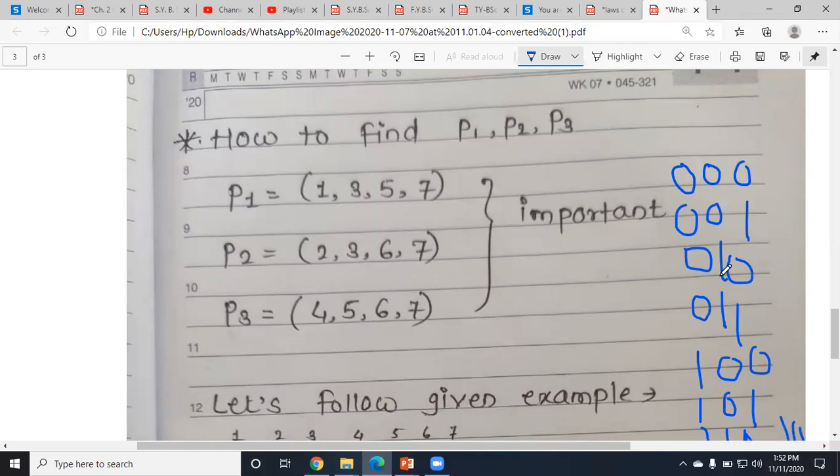Okay, now we have to find P1. Everyone understands why I use this, because we have 3 parity bits. We calculated we will have 3 parity bits. That is why I represent my data in 3-bit binary format. This is my 3-bit binary format, and in it my first column will represent P1, second column will represent P2, and third column will represent P3.